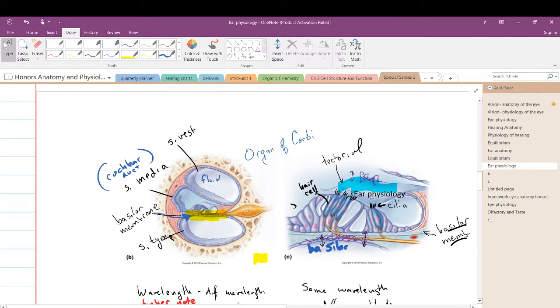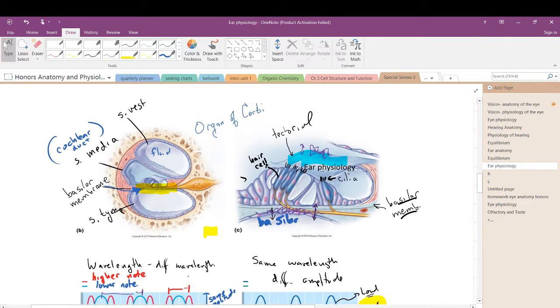Well, what in the world is that? Well, let's go ahead and magnify it. And again, you can hit pause if you want to make sure you get everything down. And if you did that, what we have is our scala vestibuli, the scala media, and then this basilar membrane, which I've highlighted right here, that bottom part, and then the scala tympani. Now, all of these are filled with fluid. You've got the perilymph on the top and bottom, and then the endolymph inside.